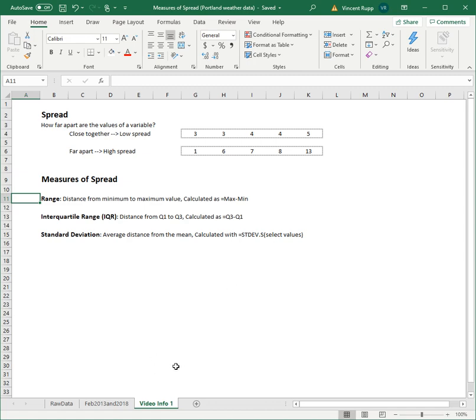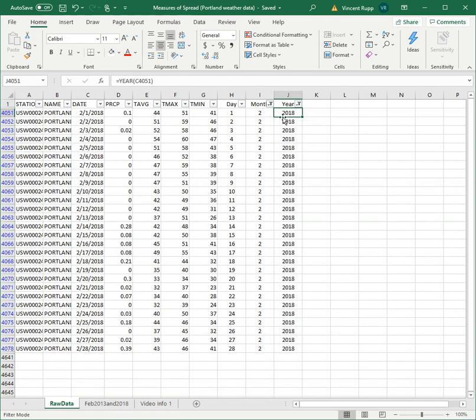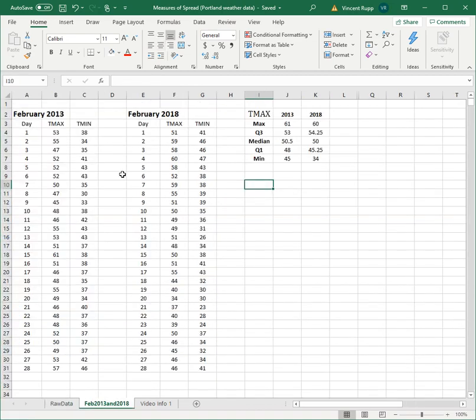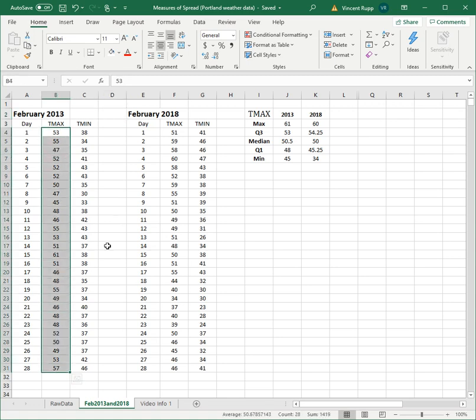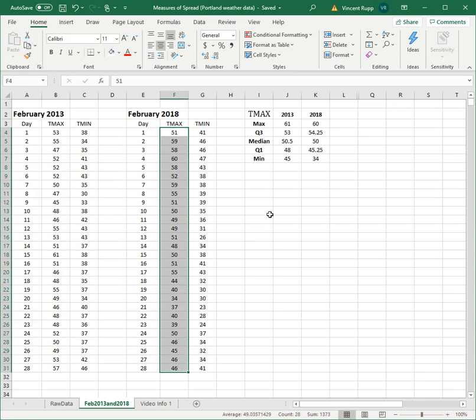So let's look at an example using our temperature data. Here I took some Portland weather data, and I just added some filters to my month and years, and then I just did some copy paste to make this February 2013 versus February 2018. So let's go ahead and calculate all 3 measures of spread just to see how far apart the values are. In this video, I'm focusing on Tmax. So we're sort of just asking how far apart are these values, and specifically we're comparing that to these values to see which year had more spread out values.